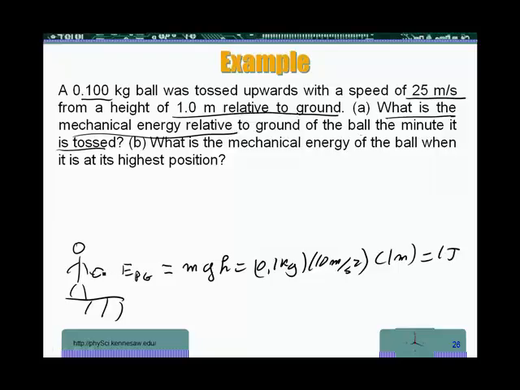Now, tossing it is giving it kinetic energy. So that kinetic energy is 1/2 of mv squared. Now in this case, that's going to be 1/2 of 0.1 kilograms times 25 meters per second squared. Now, that's 625 for 25 squared. That gives us 31 joules.